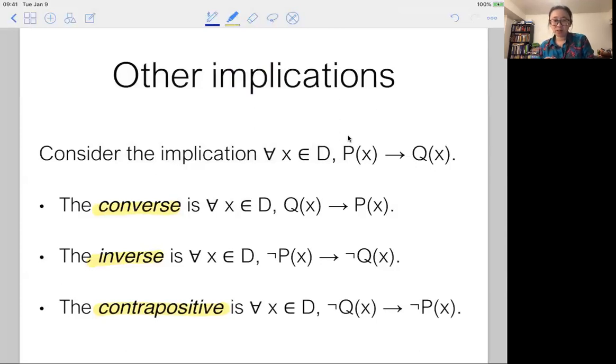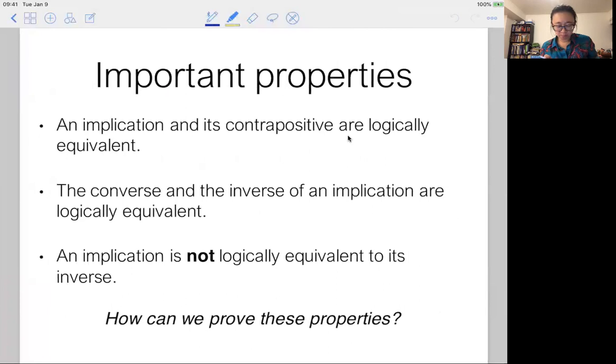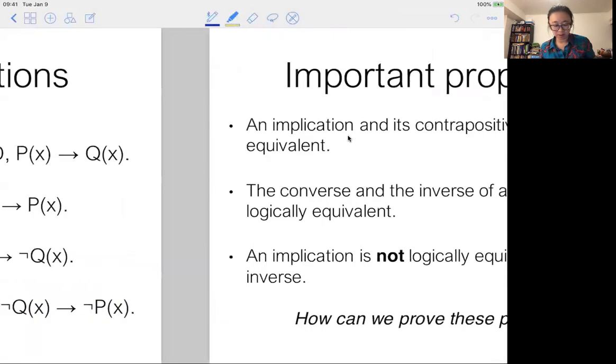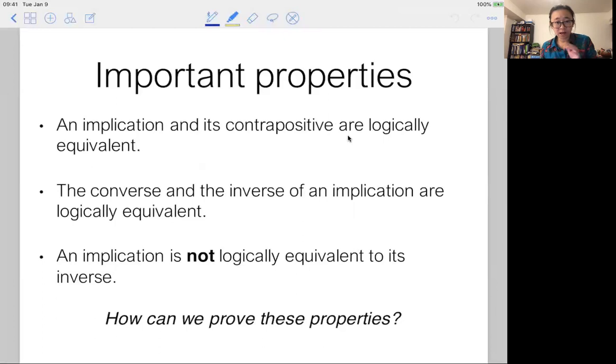Okay, so if you're thinking about deriving some form of cheat sheet for your quiz, this might be something you want to put on the cheat sheet, because there are minor differences between those definitions. If you're not careful, you might be using the wrong one. Okay, so if we want to simplify those concepts a little bit, one important property involving those concepts is, first of all, an implication and its contrapositive are logically equivalent.